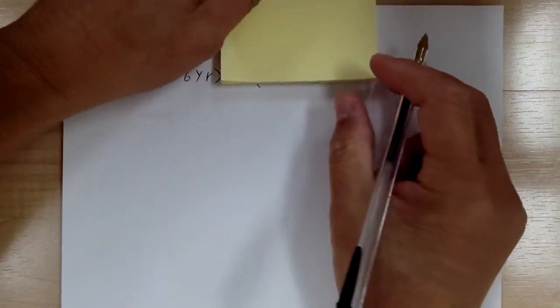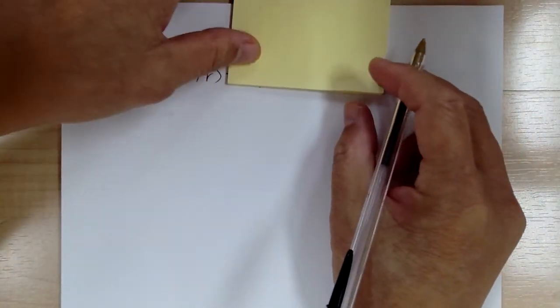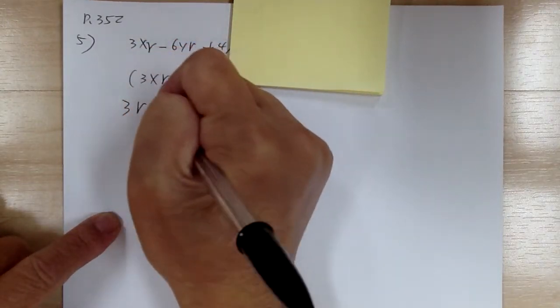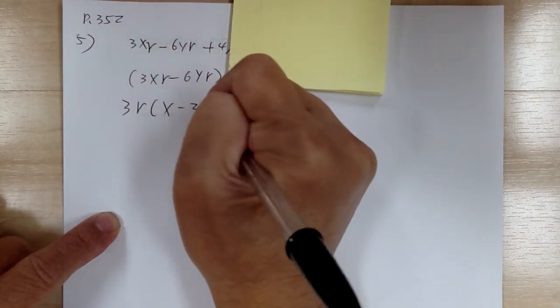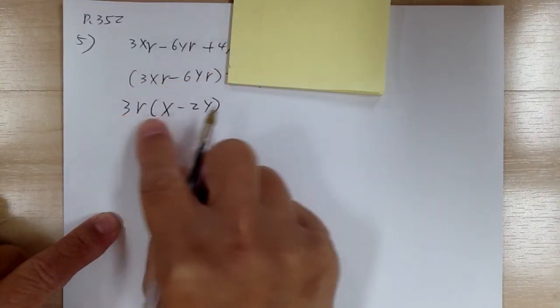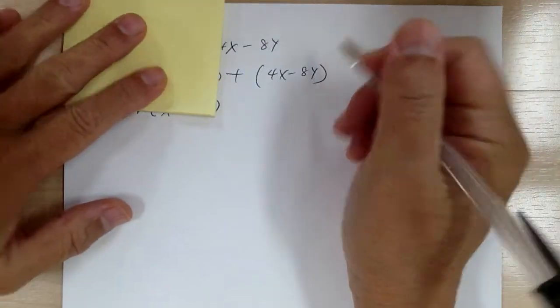Okay, so the first half, you can factor out the 3, and you can factor the r. So it'd be x minus 2y. Okay, again, you can do the quick check, multiply to get that, multiply to get that. Okay, now let's focus on this one.